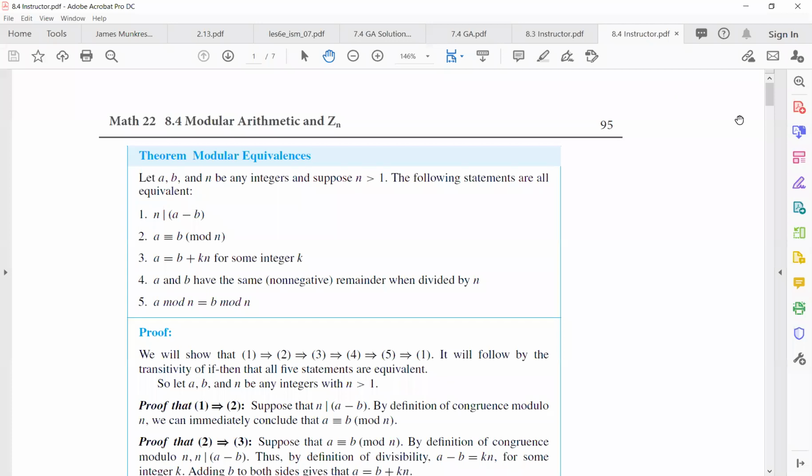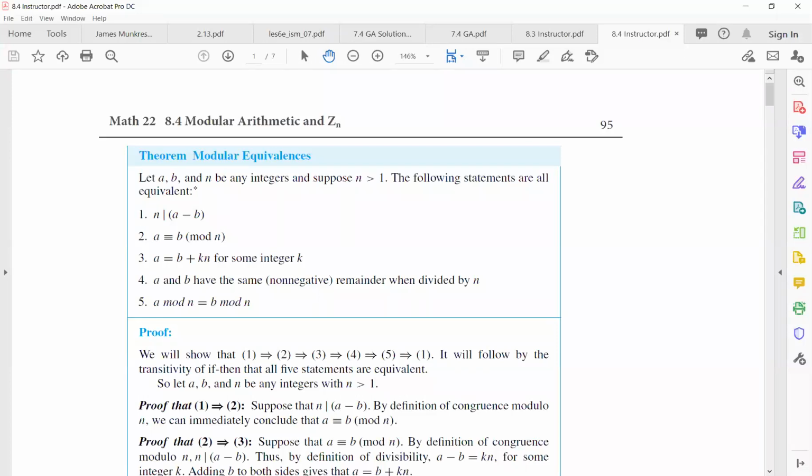Modular arithmetic and Z sub n. Theorem. Suppose A, B, and n are integers. Suppose n is greater than 1. Then the following statements are all equivalent to each other. It means that 1 is equivalent to 2, 1 is equivalent to 3, 1 is equivalent to 4, 1 is equivalent to 5, and you can work with pairs of these and show that they are the same thing.